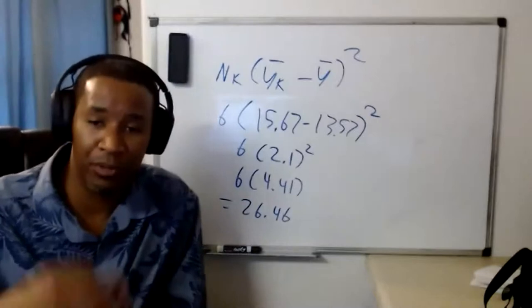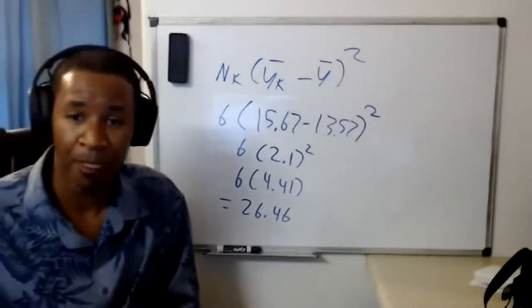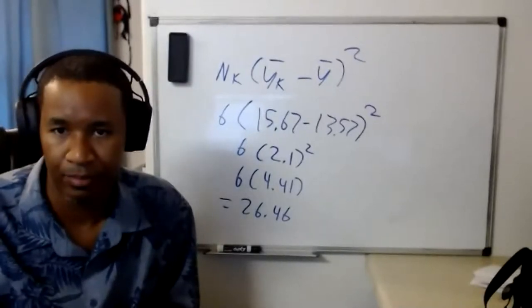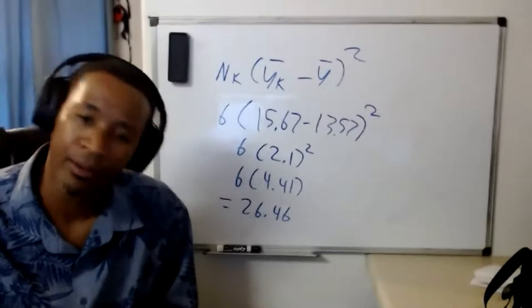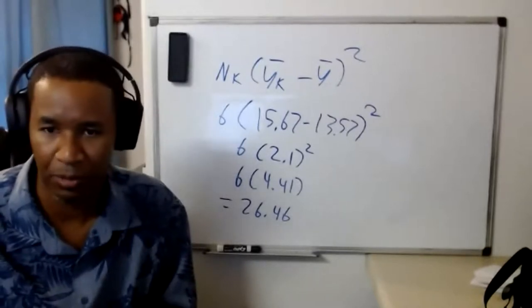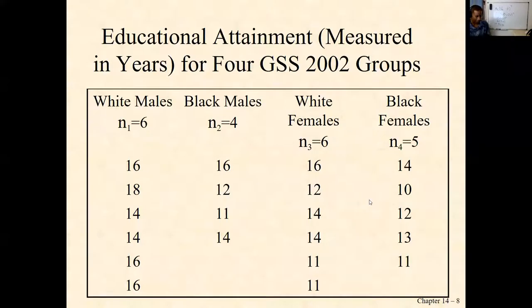Now, I did that for the first sample. What you need to do is do it for the other three samples and add them together. So do the sigma part, and then you'll get the SSB. Anybody have any questions? Why don't y'all go ahead and do that? I'll give you all a couple of minutes, and then we will check your answers. Finish the other three, then add them to 26.46.